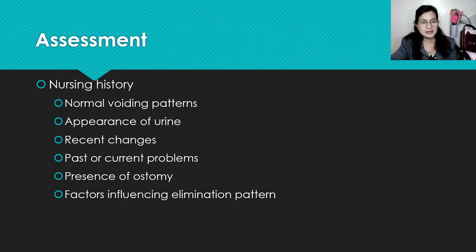In terms of assessment, you can conduct, of course, a nursing history through interview. You have to check the voiding pattern if it's normal or if there's any deviation. Check the characteristics of the urine in terms of its appearance, any recent changes, any past health history about urinary problems, presence of ostomy, and factors influencing the elimination pattern.